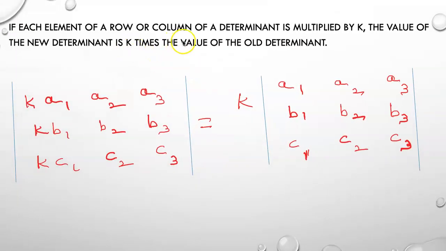If each element of a row or column of a determinant is multiplied by k, the value of the new determinant is k times the value of the old determinant. What we are trying to say is if the first column has every element with k as a factor, you can take out k and write it as k into A1, B1, C1, and the remaining columns remain the same.